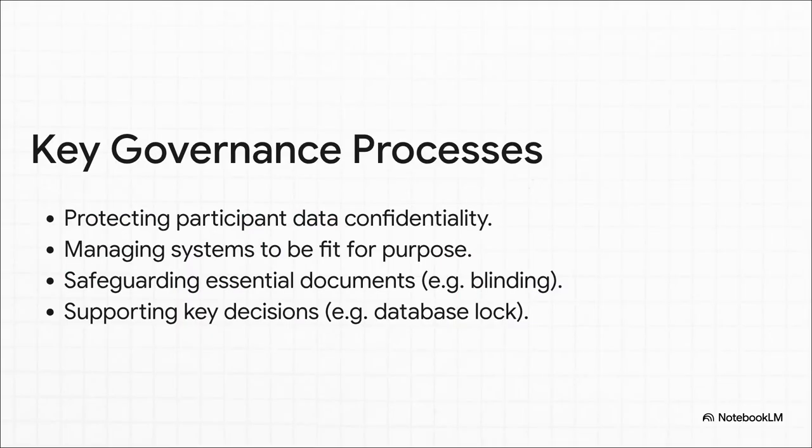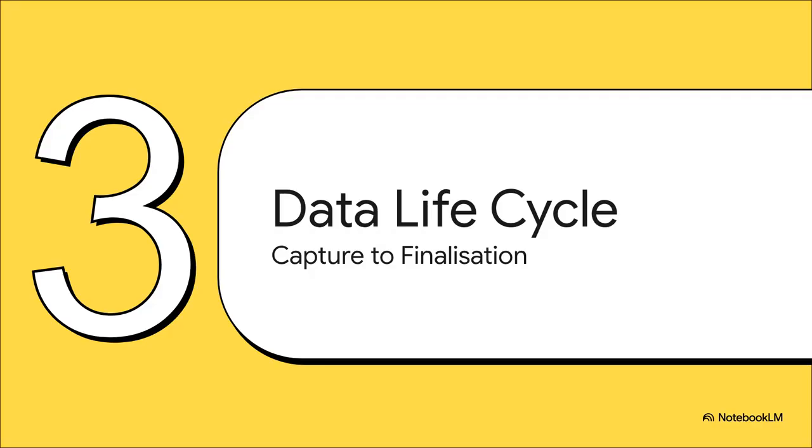To make this work, GCP highlights 4 critical processes where governance has to be robust and well-documented. First, protecting the confidentiality of our trial participants. Second, managing computerized systems to ensure they're right for the job. Third, safeguarding essential documents like randomization and blinding records. And finally, supporting those key decision-making points like database lock. All right, let's move on and see how this all comes together across the entire journey of the data itself.